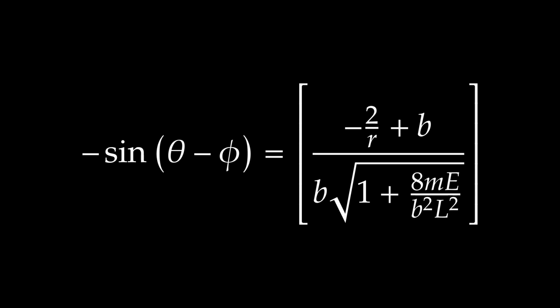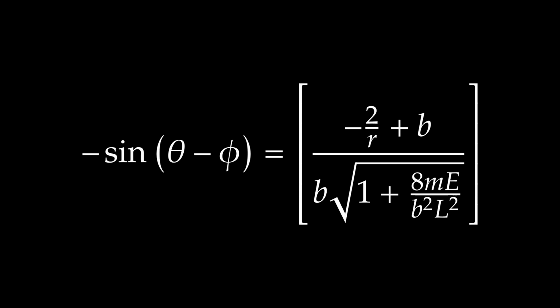I'm going to reverse the order of this numerator. Instead of being negative 2 over r plus b, I'll call it b minus 2 over r. I just simply find that more appealing. And in the denominator, where I have the square root of b squared plus 8mE over L squared, I'm going to factor out b squared from that quantity. Notice what happens here in front. I've written a b times the square root of 1 plus 8mE over b squared L squared.